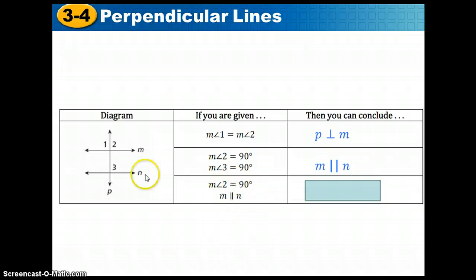And lastly, if we are given that the measure of angle 2 is 90 and we know M and N are parallel already, we know that the measure of angle 3 must also be 90. If one line is perpendicular to one of two parallel lines, then it is perpendicular to the other. All right, that concludes the video notes for lesson 3-4.